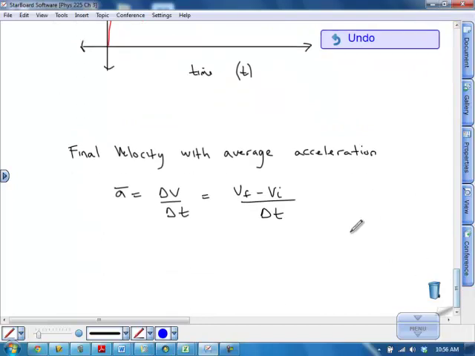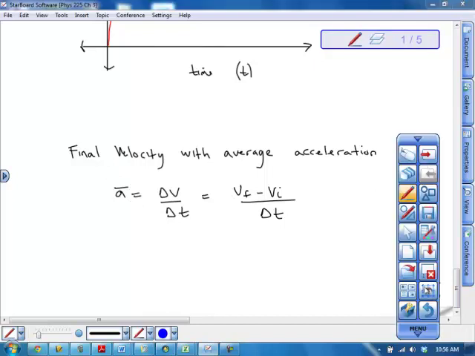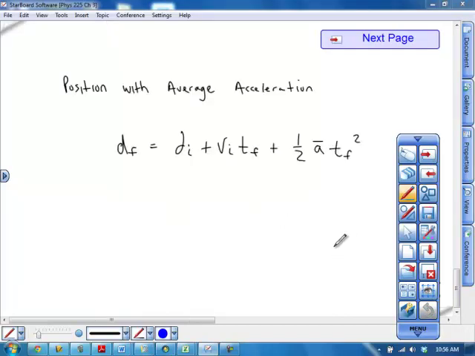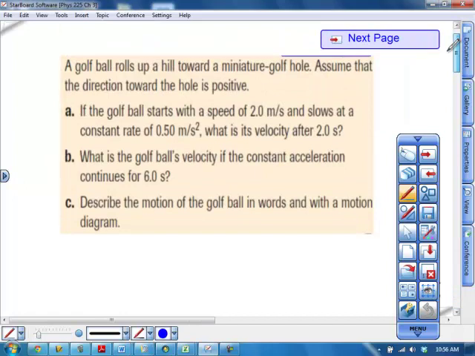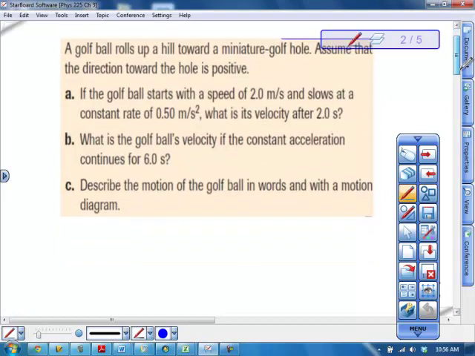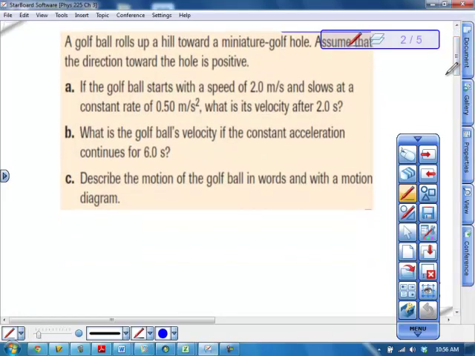All right? Here is if we take this equation, final velocity with average acceleration, all right, we can use it to solve other types of problems like this. Let's say a golf ball rolls up a hill towards a miniature golf hole. Assume that the direction towards the hole is positive. If the golf ball starts at the speed of 2 meters per second, slows at a constant rate, what's the velocity after 2 seconds? So once again, we're going to use the same formula.